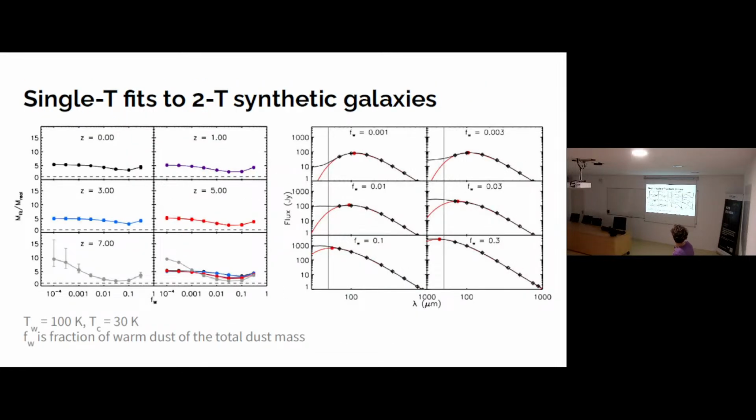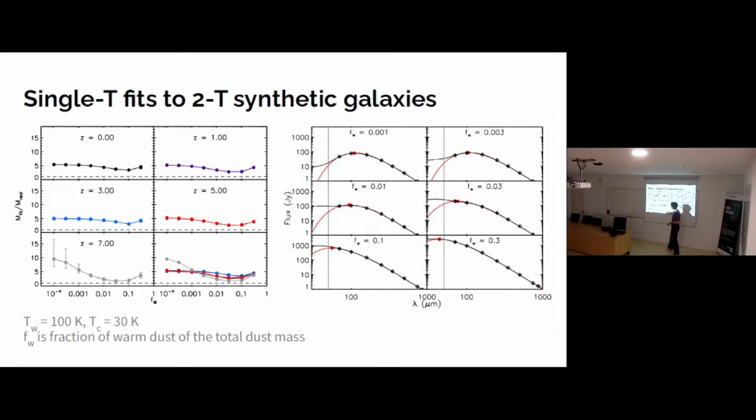We also looked a little bit into this idea of just doing a single temperature fit, which is what people seem to be doing because they have so few data points. So basically, you're not deriving the temperature of the dust, you're deriving something like an effective temperature, which may not have any physical meaning. And we try to look into this by making our synthetic galaxies have two temperature components, 100 Kelvin and 30 Kelvin, and mixing them in different ratios.